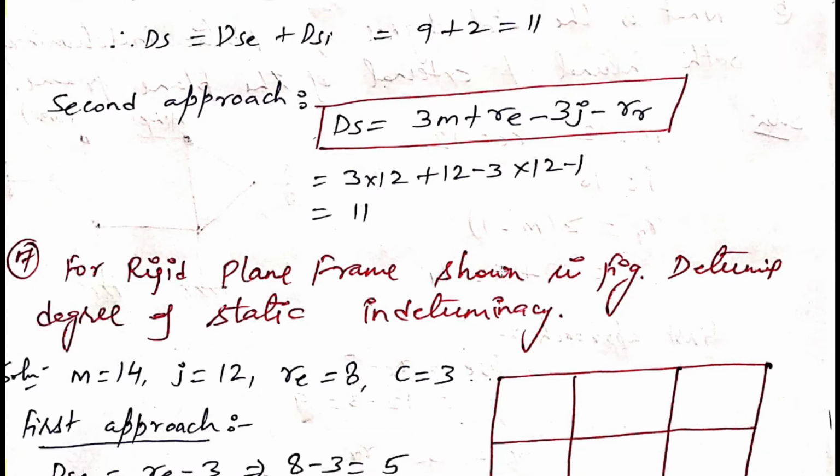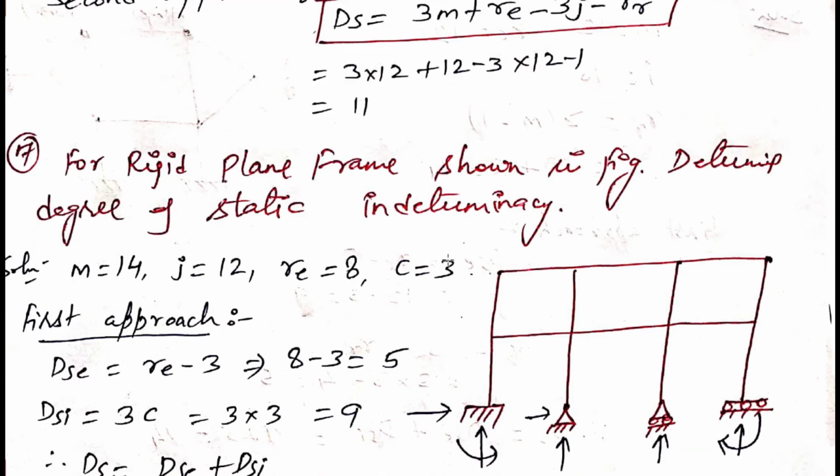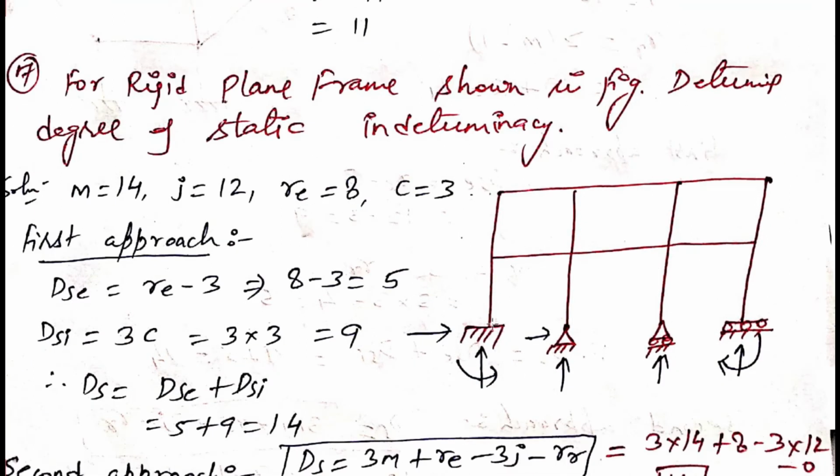For the rigid plane frame shown in the figure, determine the degree of static indeterminacy. So here this is a 2D rigid frame. Here is a fixed support, this is a hinge support, this is a roller support, and this is our guided roller support. For the guided roller support, we know two reactions are acting here: one is vertical and another one is moment. For the roller support, we have only one vertical reaction. For the hinge support, we have two reactions, one vertical and one horizontal. And for the fixed support, we have three reactions: one horizontal, one vertical, and another one is moment.